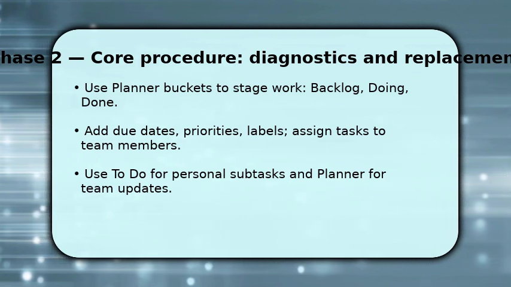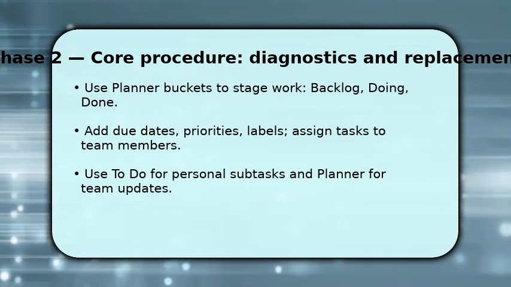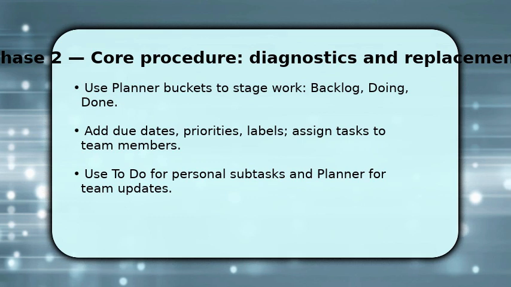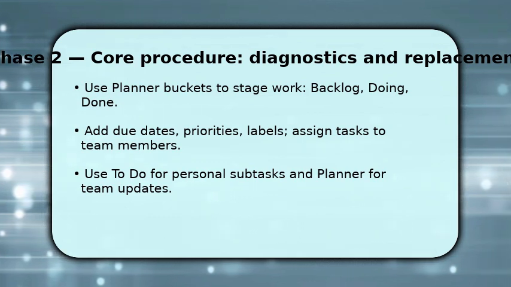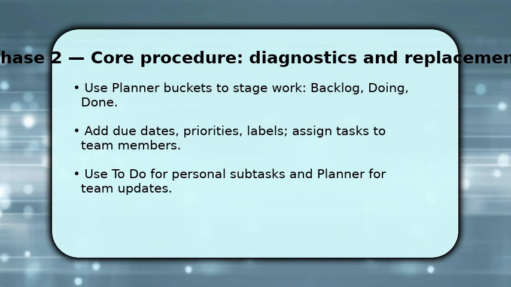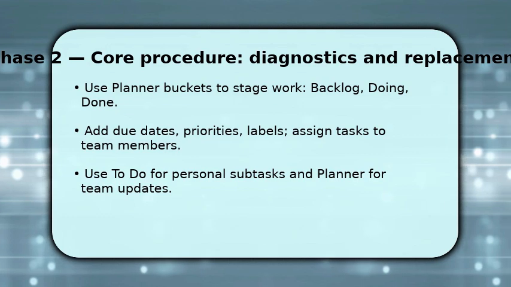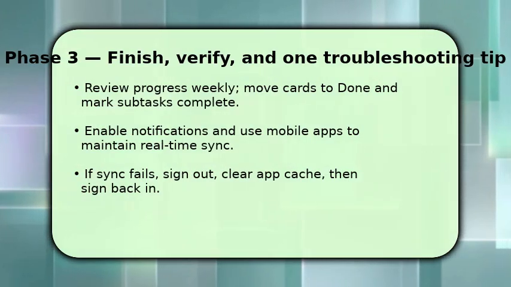Assign each task to the right person so ownership is clear. Make checklists or subtasks in To-Do for the personal steps you must complete. Use the planner comments for team updates, and link or flag the same task in To-Do so your personal list reflects team progress. To finish strong, run a brief review.